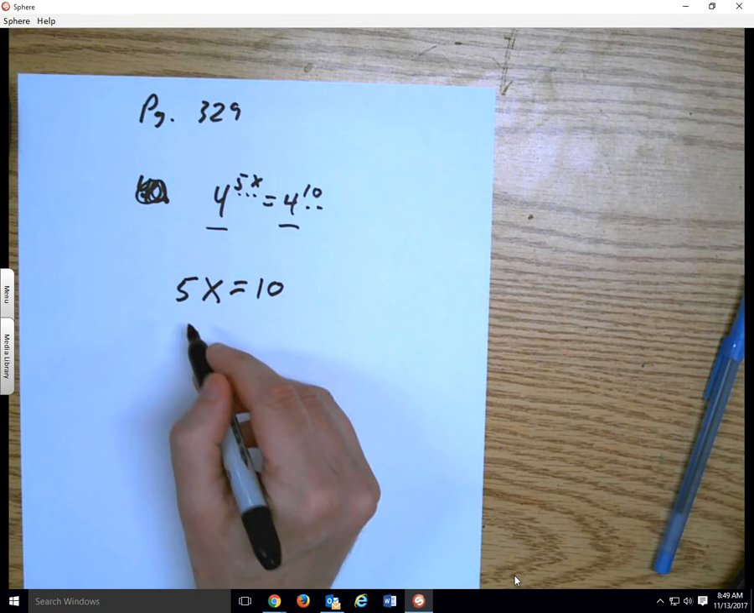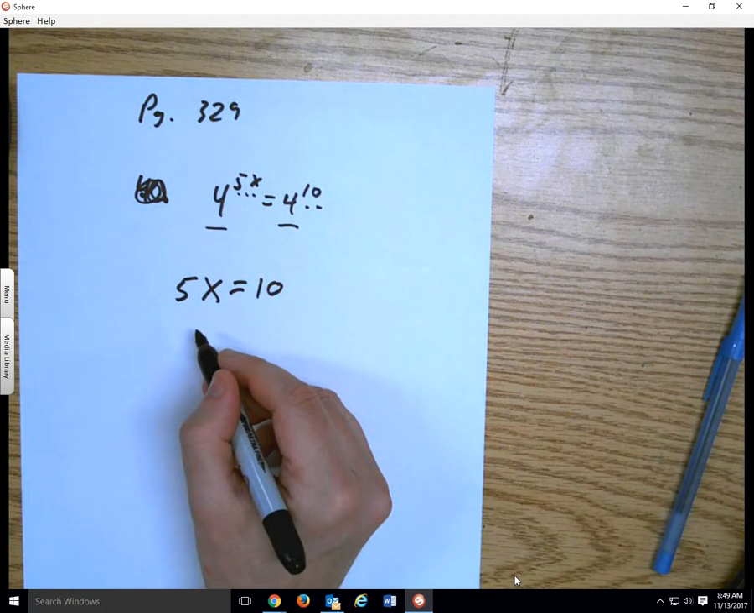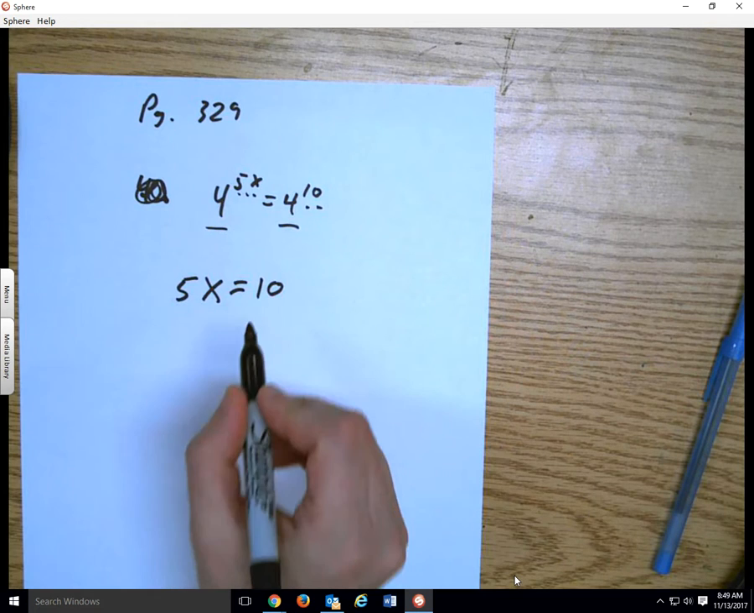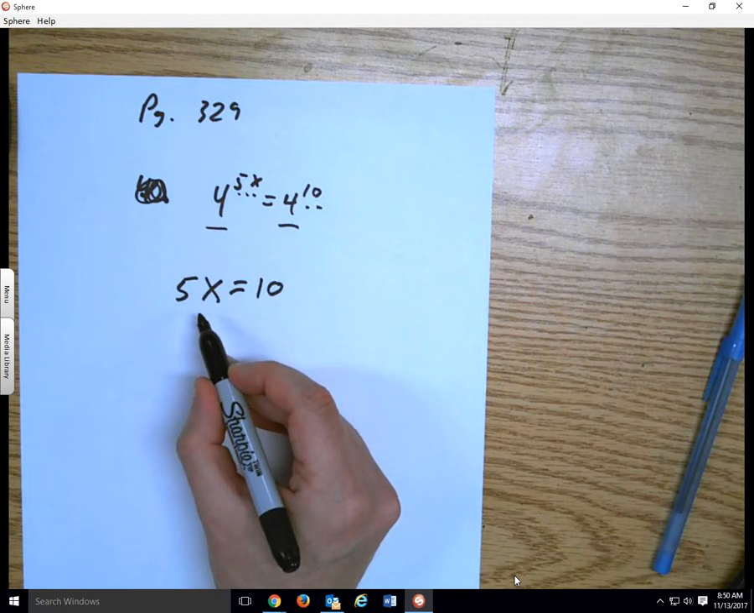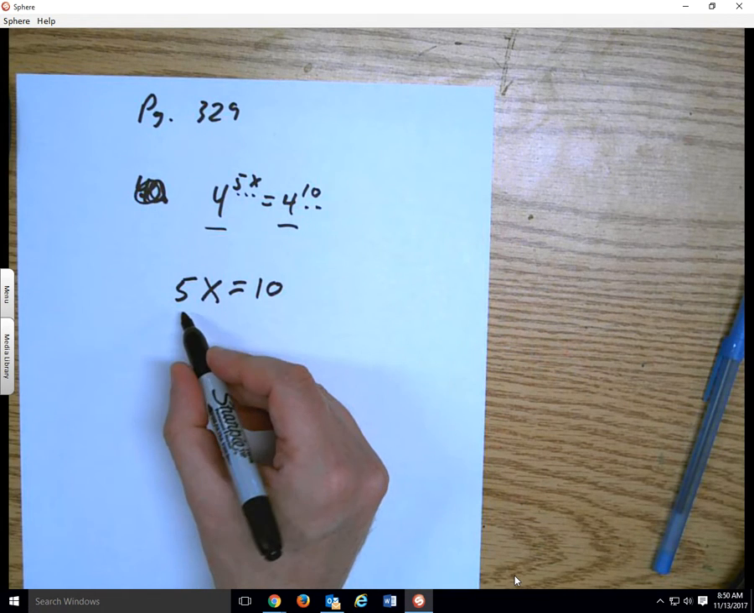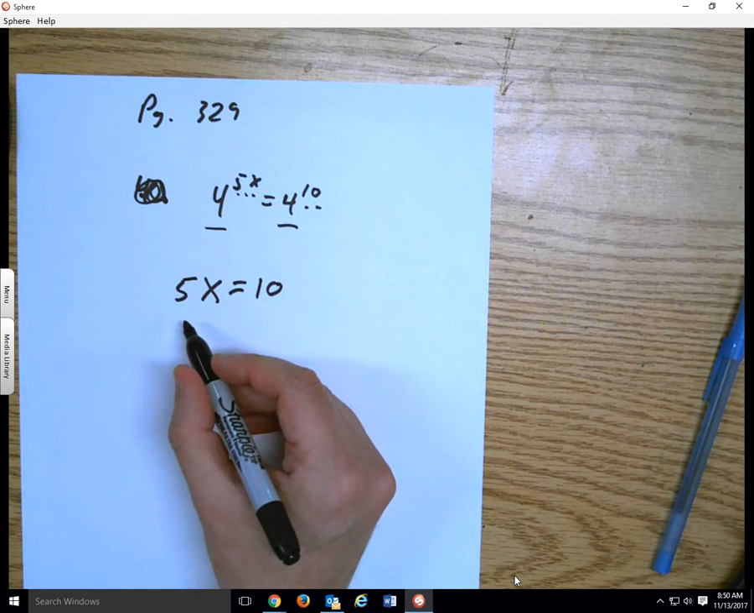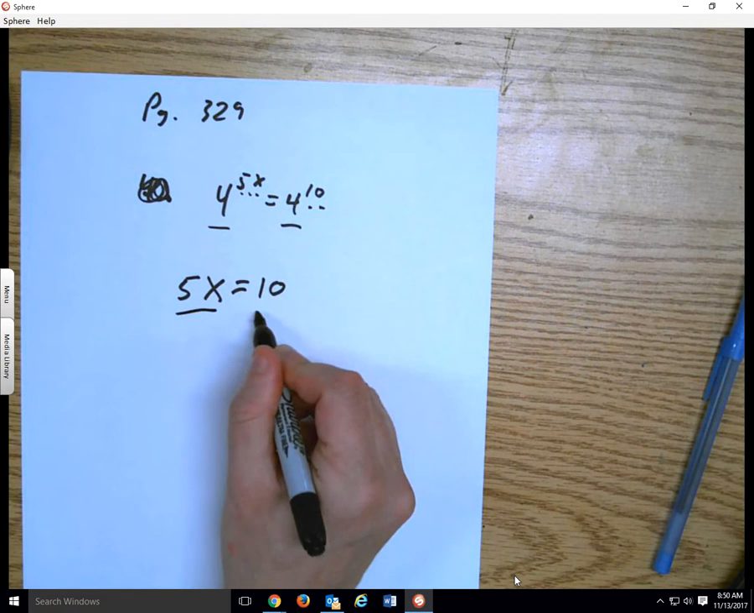So what would you do to both sides to solve for x if this was what was left? What's being done to the x? It's being multiplied by a 5, so you do the inverse operation. And the inverse of multiplication is to divide, right?